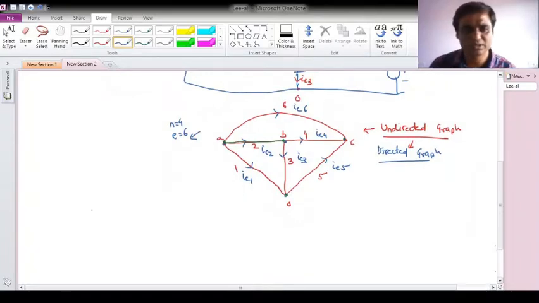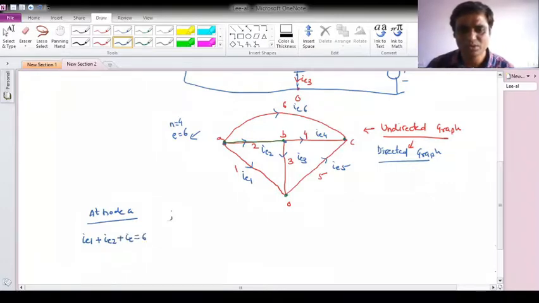So what is the KCL at node A? It will be all the currents going out. Let me use the convention that outgoing currents are positive. So what will it be? It will be I1 plus I2 plus I6 equal to 0. Okay, this is for node A.